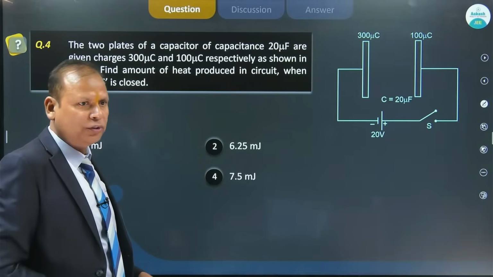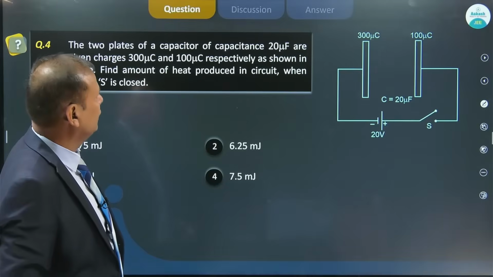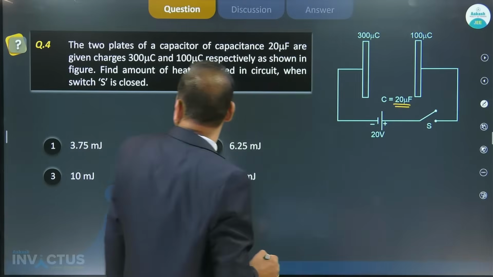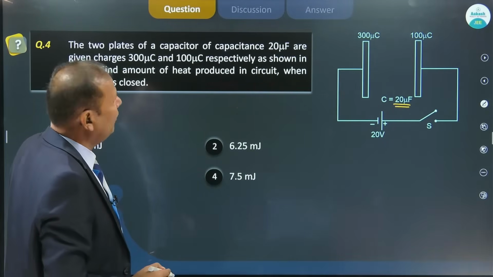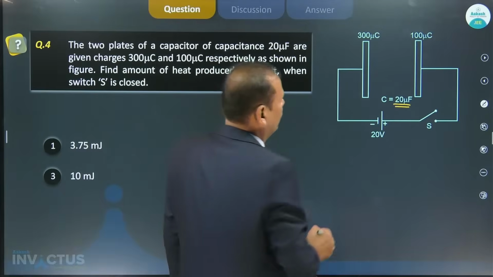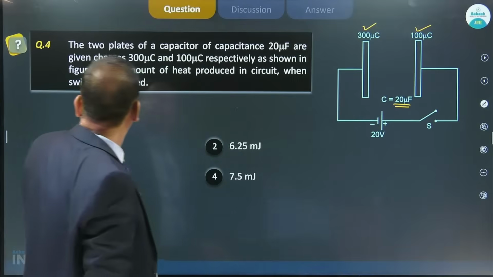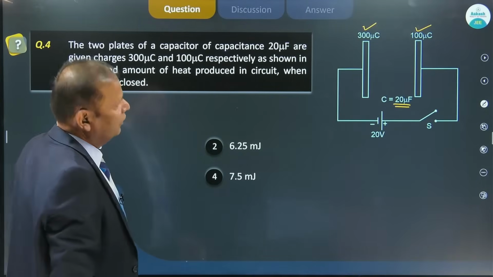Move to the next question now. The 2 plates of a capacitor of capacitance 20 microfarad. This is given. And given charges are 300 microcoulomb and 100 microcoulomb. Find the amount of heat produced in the circuit when switch S is closed.